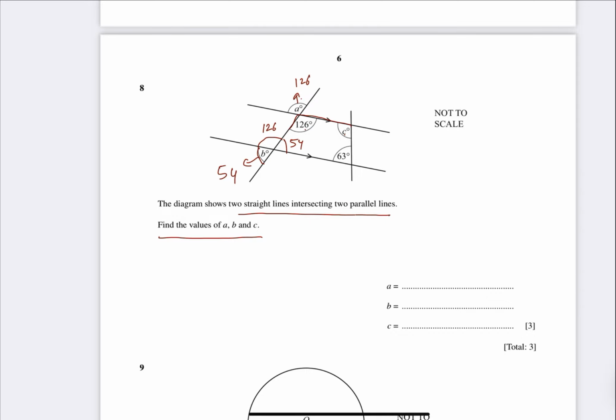Now we have to calculate C. Is this a quadrilateral or not? We will use the quadrilateral property over here. Add these four and the sum should be 360. So C equals 360 minus 126 minus 54 minus 63. So we will get our answer for C as 117. What was our value of A? A was 126, B was 54.